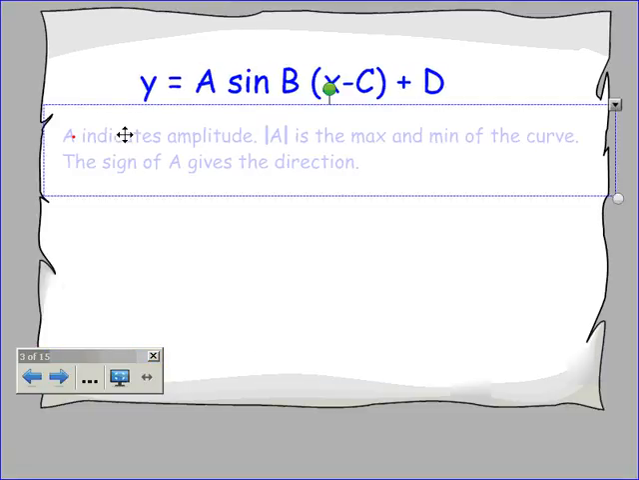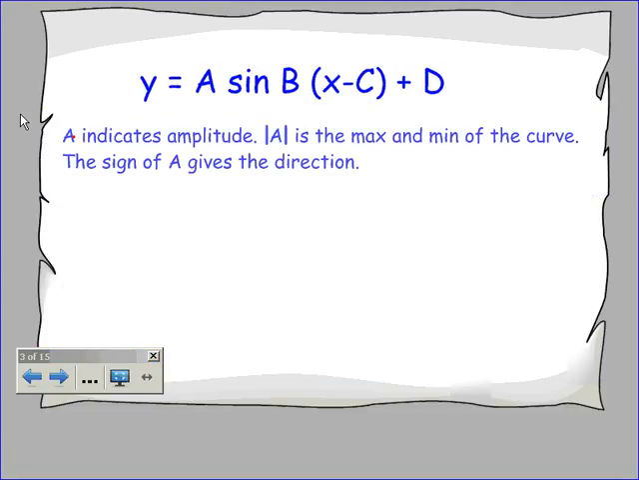Here we go. Now, A, that value in front of the trig function, is going to indicate the amplitude. And amplitude is the absolute value of that number. Okay? And it is the maximum and minimum of the curve. The sign of A gives the direction. So if A happens to be negative, the graph will flip over the x-axis. So it'll be upside down. So instead of beginning up, it will begin to go down. So that's how we're going to remember how the shape goes. The sign of A just tells you the direction. Does it go up or down as it starts.